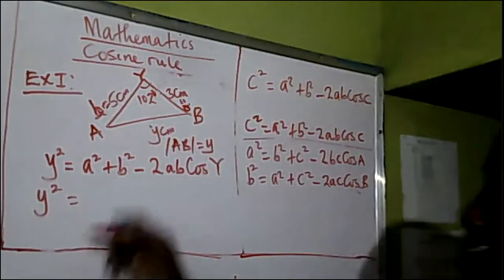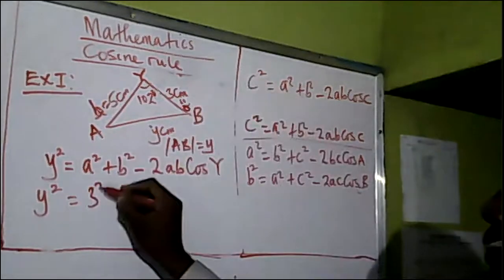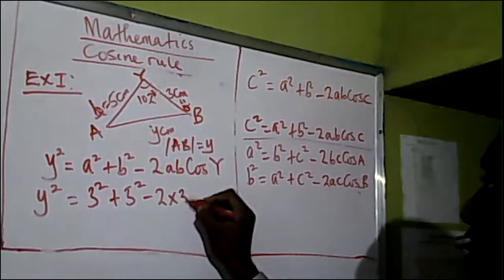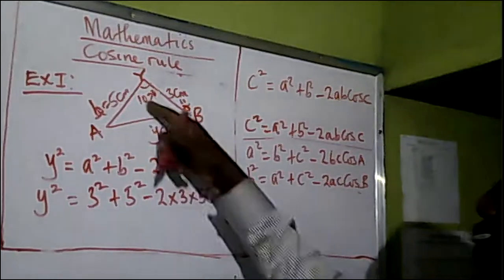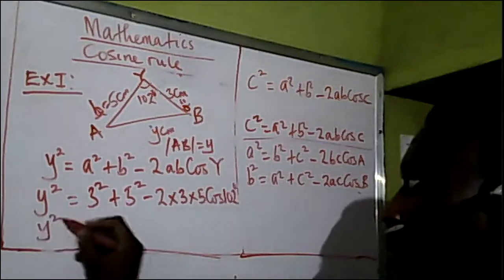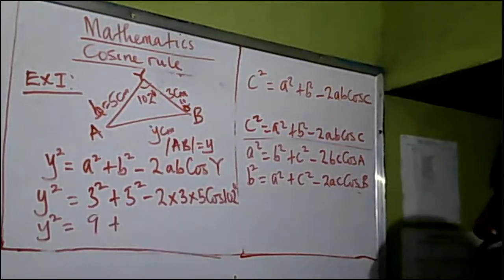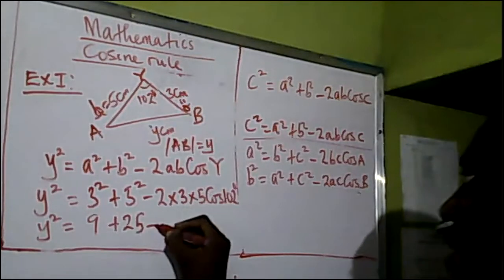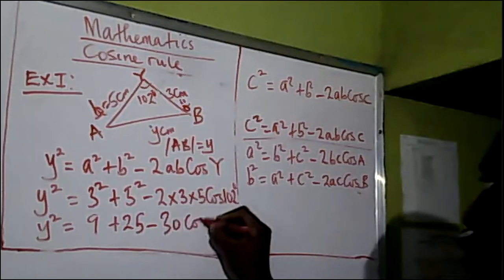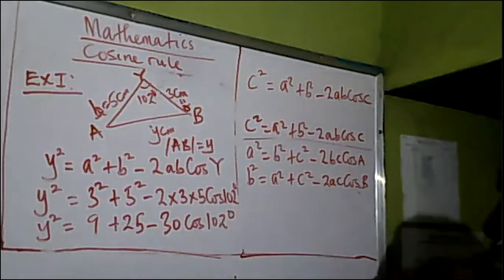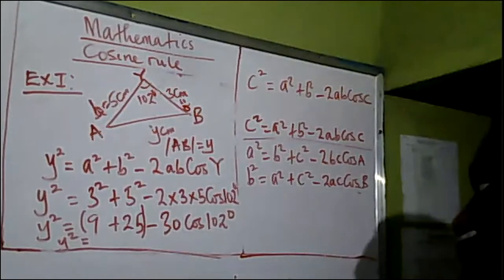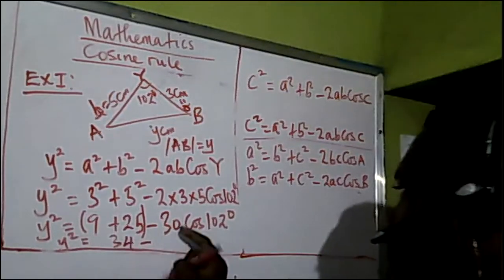So y squared is equal to a squared. What's our small a? 3 squared, plus what's our small b? 5 squared, minus 2 times 3 times 5 cos 102 degrees. So y squared is equal to 9 plus 25 minus 2 times 3, 6, times 5, 30, cos 102 degrees. So you add this first: 9 plus 25 should give me 34, minus 30 cos this.